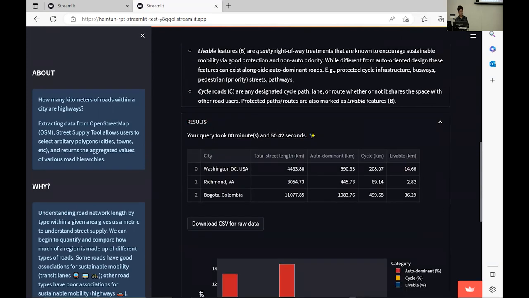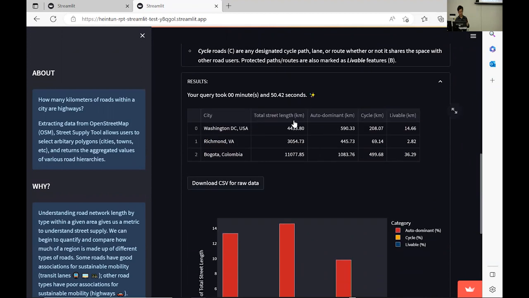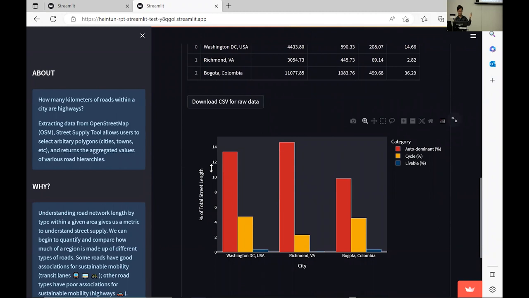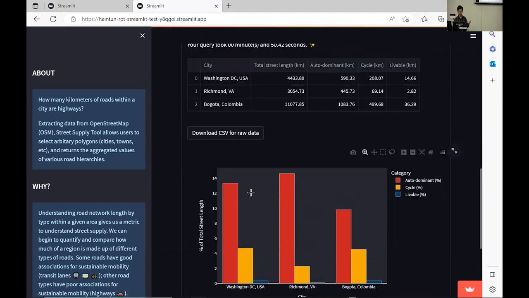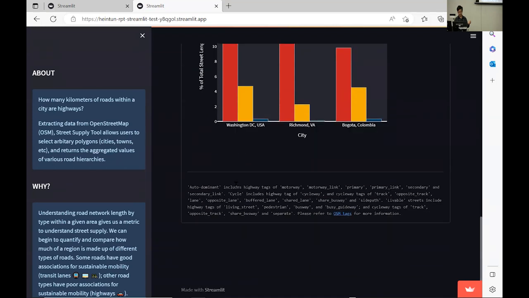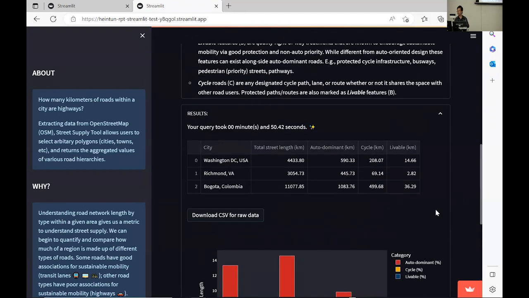You can see the results. It took about 50 seconds to do all this scanning of the OSM dataset, and you can download the raw data. In Washington, D.C., the total street length is about this many kilometers, and what we consider auto-dominant is 590. They might be overlapping too, because if you remember that circle, in the same space you can have a cycle road along with the auto-dominant road at the same time. So that's according to OSM at one version. This is the percentage of auto-dominant streets, which is about 14%. Richmond has a little bit higher. And then what we consider livable, and then Bogota. Bogota has more bike lanes. And this is how we use the tech. Again, I'm done.